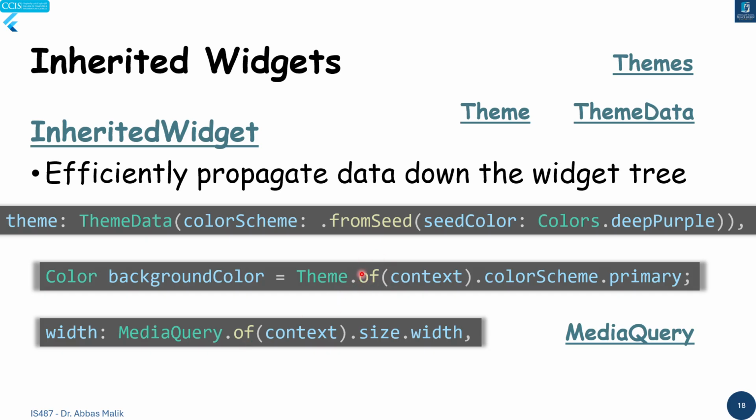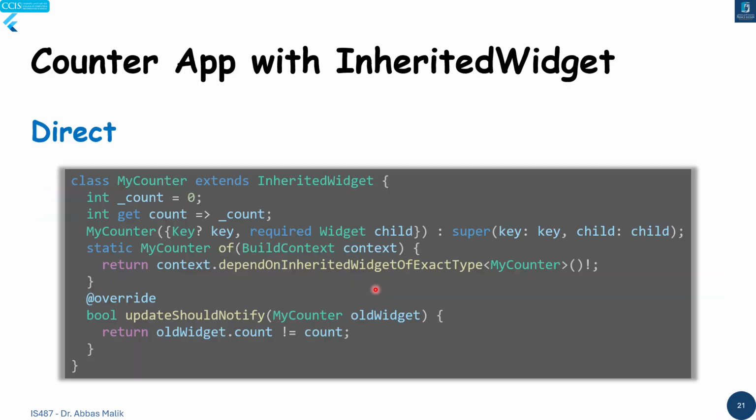Inside Theme, they have defined this of method, so we are also trying to define that same method here. And then we also have updateShouldNotify. So if there is a change in the private properties of this inherited widget, we want to update that information wherever it is needed. Okay, so the problem is that this InheritedWidget class is immutable.